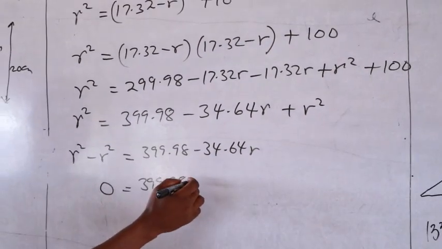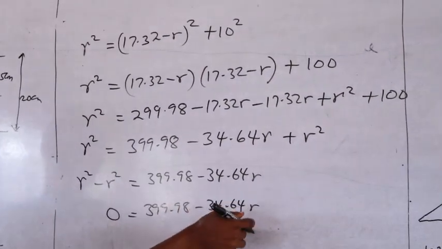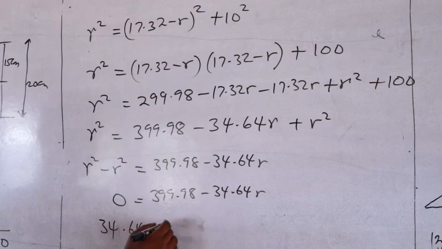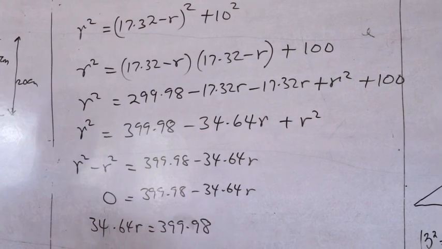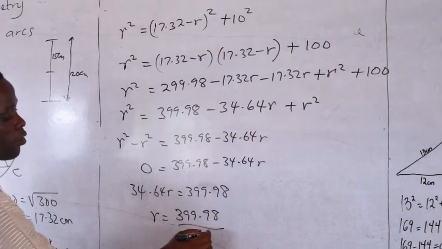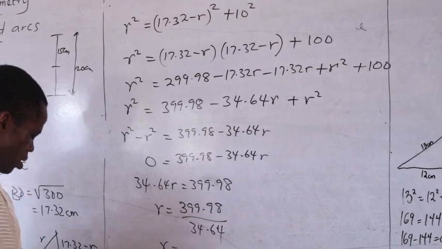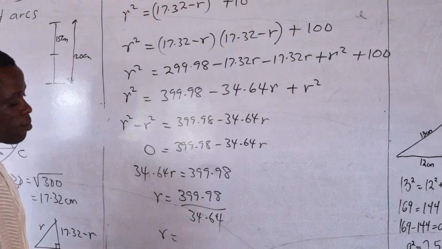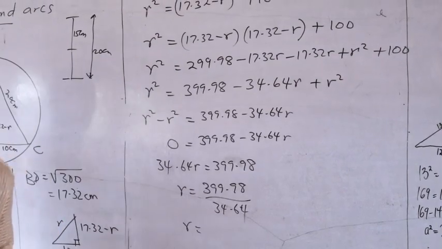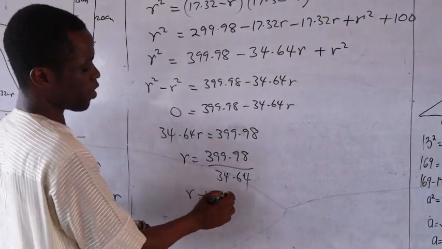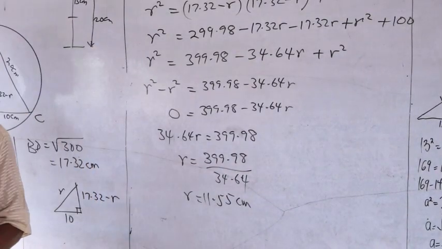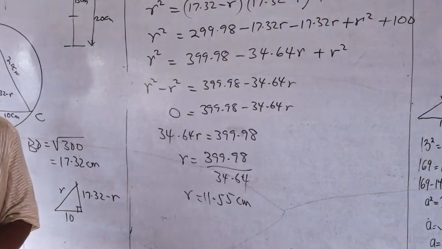399.98 minus 34.64r. Take this one to this side. Minus will change to what? Plus. 34.64r equals 399.98. r is now equal to 399.98 all over 34.64. What's the answer? What is it? 11.55 centimeter.